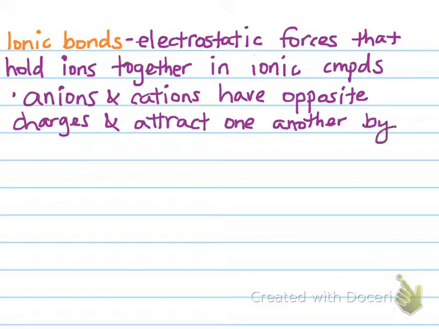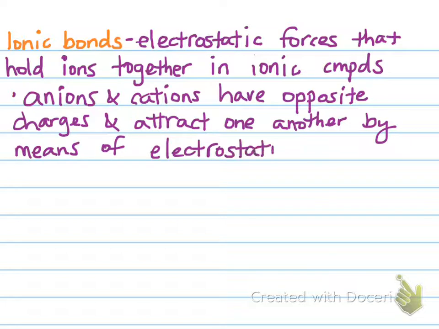by means of these electrostatic forces. Part of what makes ionic bonds so strong is that you have a positively charged cation attracted to a negatively charged anion. As you already know, opposite charges attract, so this makes for a pretty strong bond.